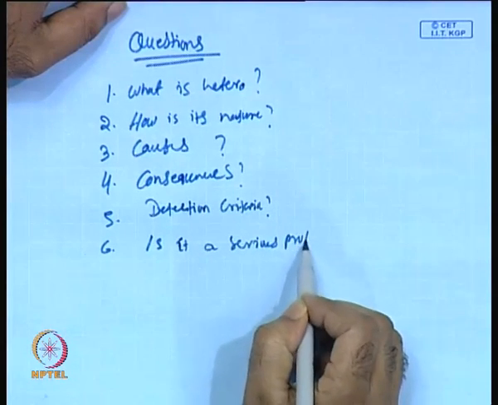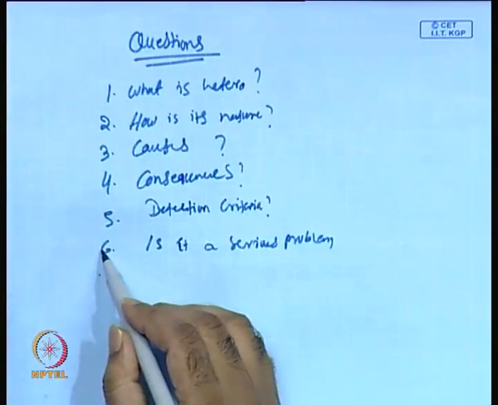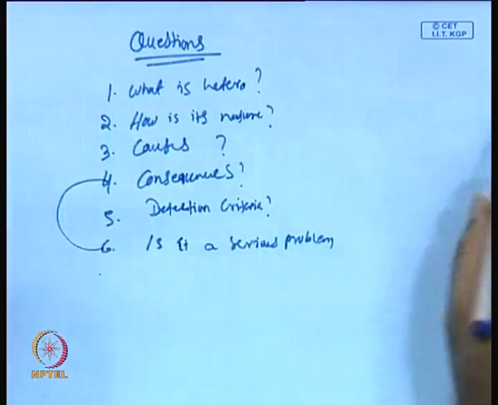Is it a serious problem? That means the question is, is the presence of heteroscedasticity a serious problem? So that we have to highlight. Okay, that means automatically it will give connection to consequences.